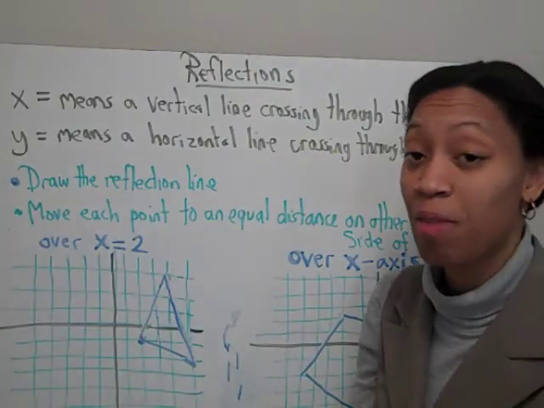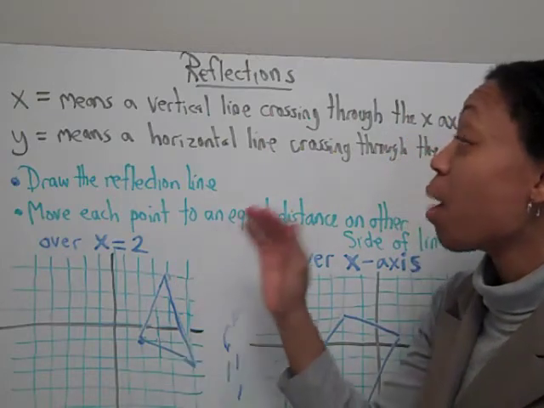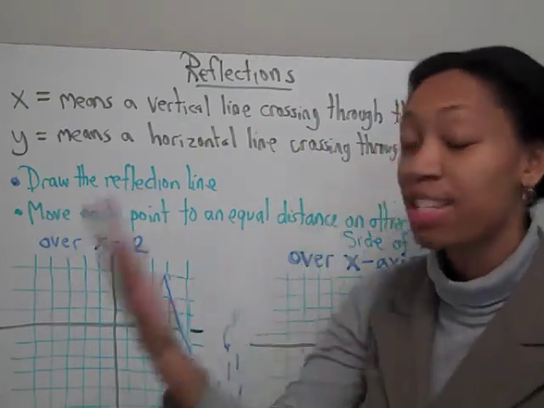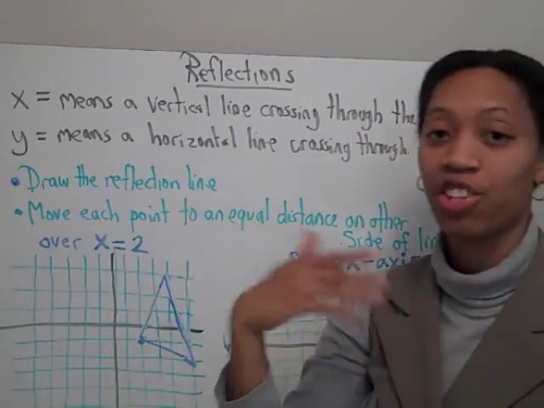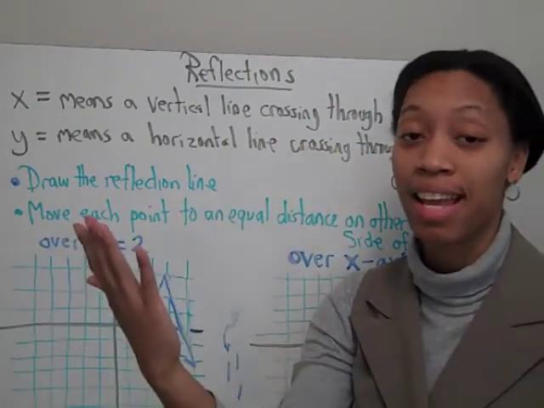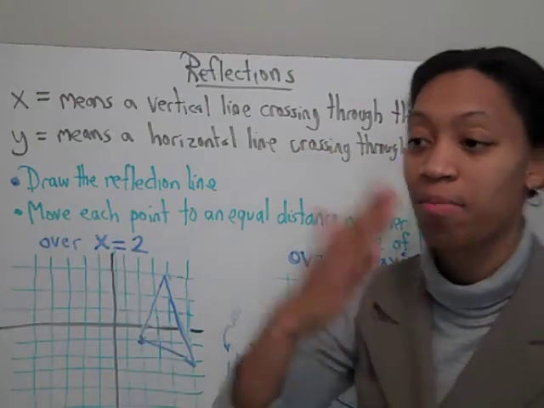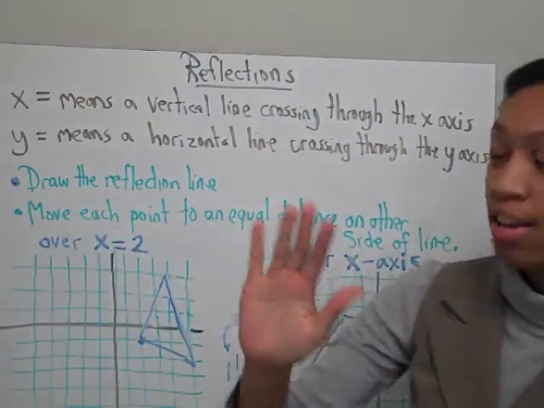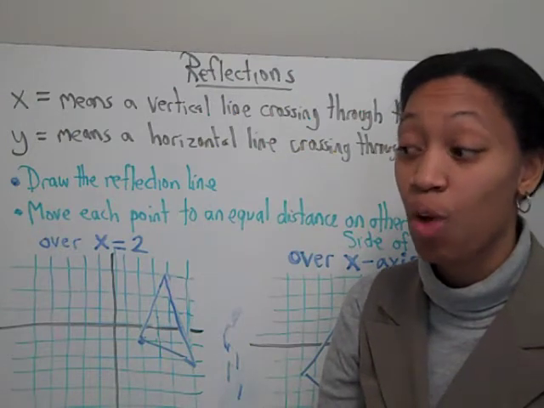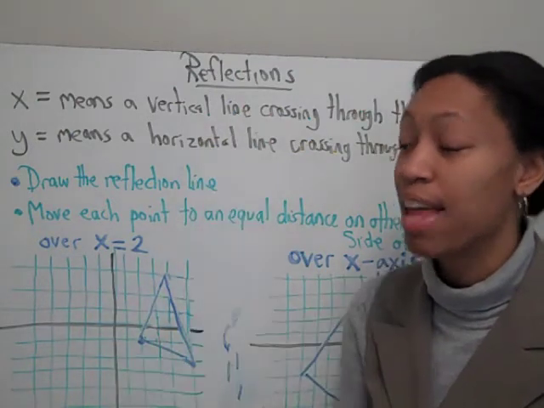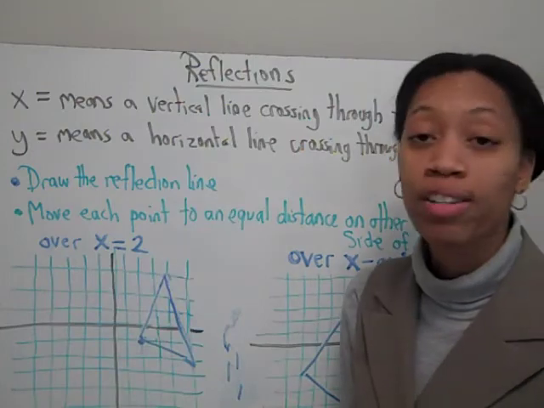And last, let's talk about reflections. A reflection is like your face in the mirror, right? You see the reflection image of yourself. It looks exactly the same as the other, only now it's been flipped over. When you're doing reflections, the first thing I want you to do is draw in that reflection line. Now, where does that line go?